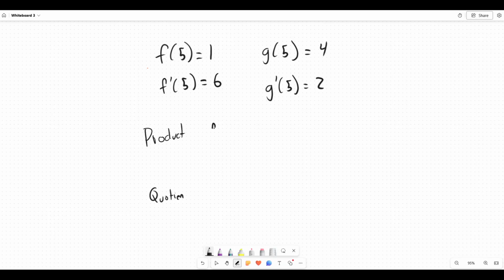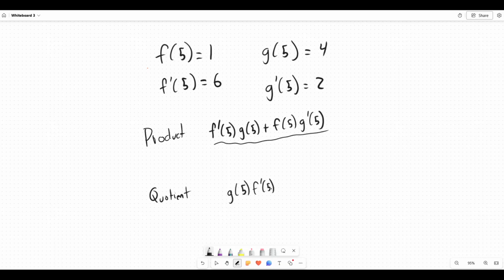Well, the product rule is f prime of 5 times g of 5 plus f of 5 times g prime of 5. That's just using the product rule. Versus the quotient rule, is going to be the bottom original times the derivative of the top minus the derivative of the bottom times the original top divided, and this is where students forget, by the original bottom squared. Let's plug in.